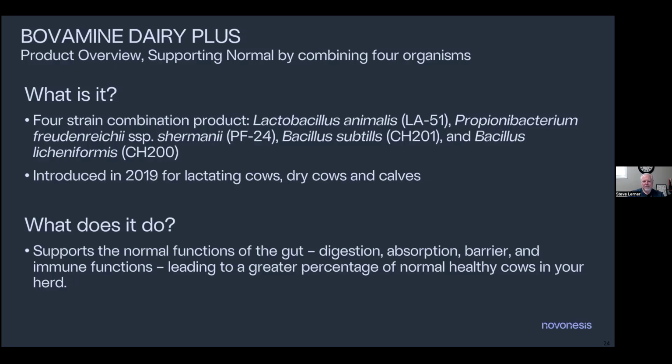And of course, the more nutrients digested and absorbed, based on the resource allocation model of life, animals will apportion those nutrients to maintenance, to defense, or for the production of milk. These organisms support the barrier function, keeping things moving through the intestines and out of the body, and immune function. The bottom line is use of these effective probiotics leads to a greater percentage of normal, healthy animals in your herd. We have an axiom: the greater the percentage of normal, healthy animals, the greater the likelihood of a positive outcome.